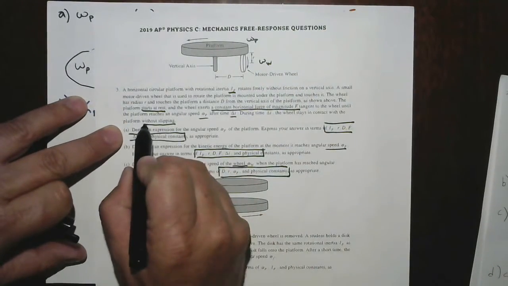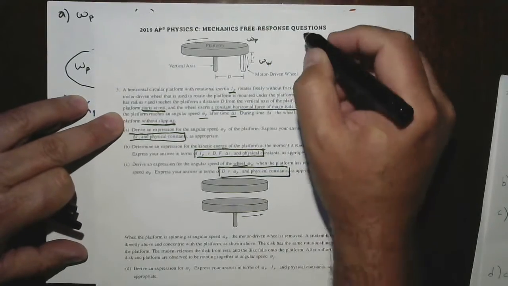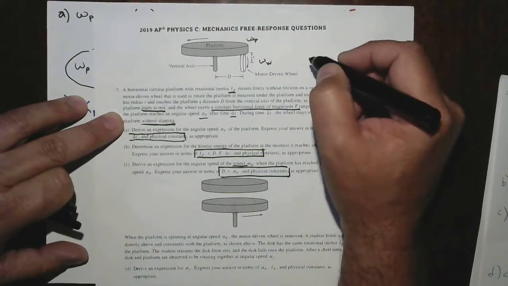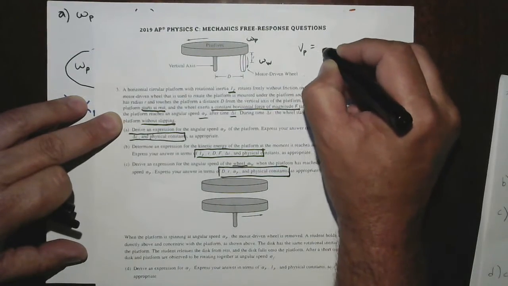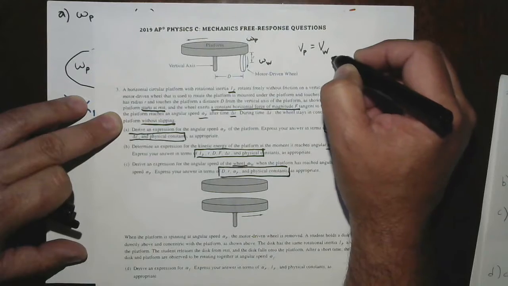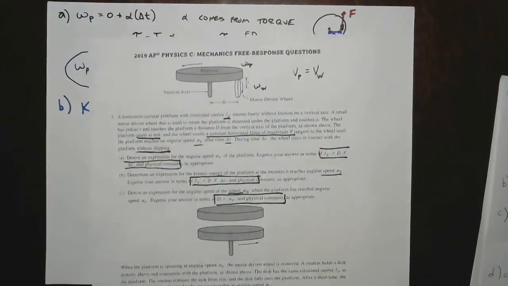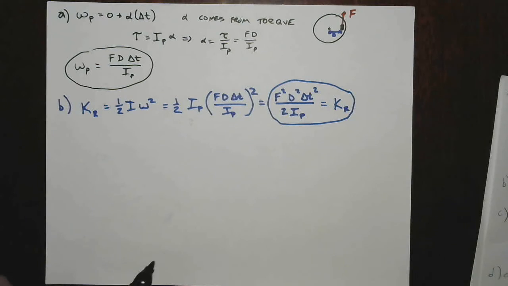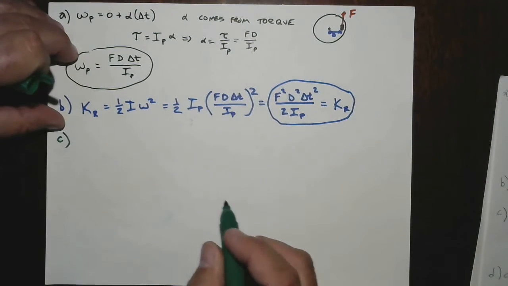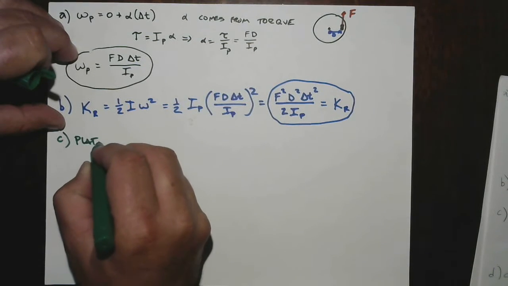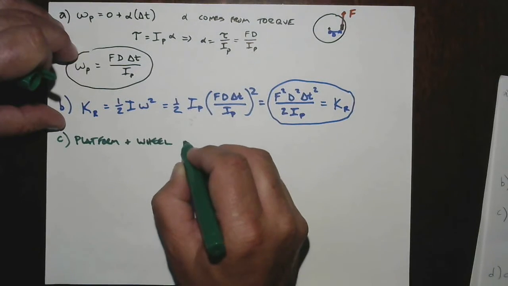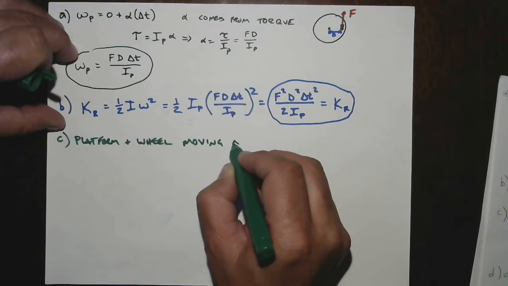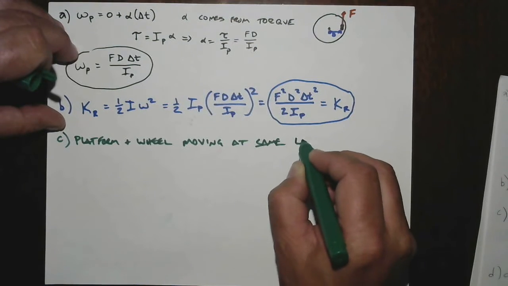Well, if we go back and look at this without slipping concept, and also the idea that when two things are touching, like gears or what have you, then what's really going on is that the velocity of p will be equal to the velocity of w. And so I'm going to use that idea. So let's change to another contrasting color for clarity here. Maybe we'll write some words. Platform and wheel moving at same linear velocity.